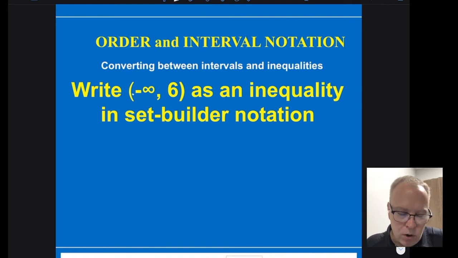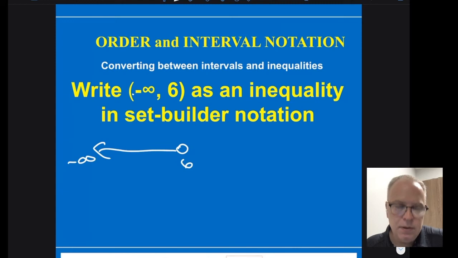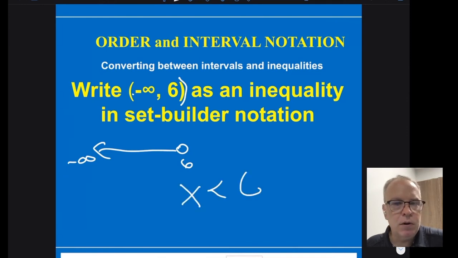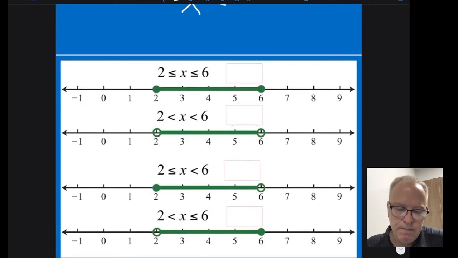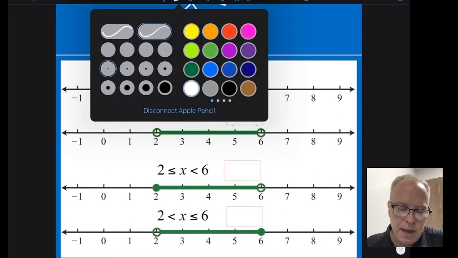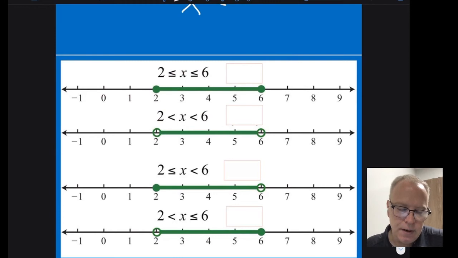Okay, this time we're going from -infinity all the way up to 6. And it's an open circle because I see that parenthesis there. So the way we write that is x is smaller than 6. X is smaller than 6. Great.